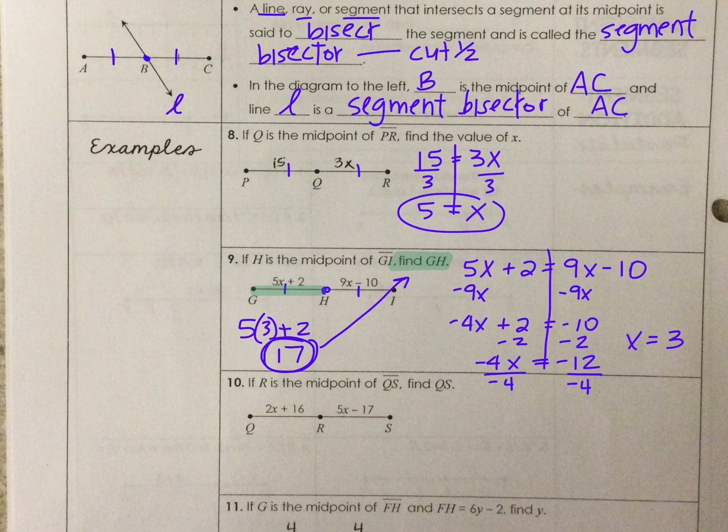Let's look at number 10. It says that R is the middle between these guys. Okay, so I want you to set it up and solve this one on your own. Once you get your x, I need you to figure out what QS is. So you'll have to figure out what the whole thing is.